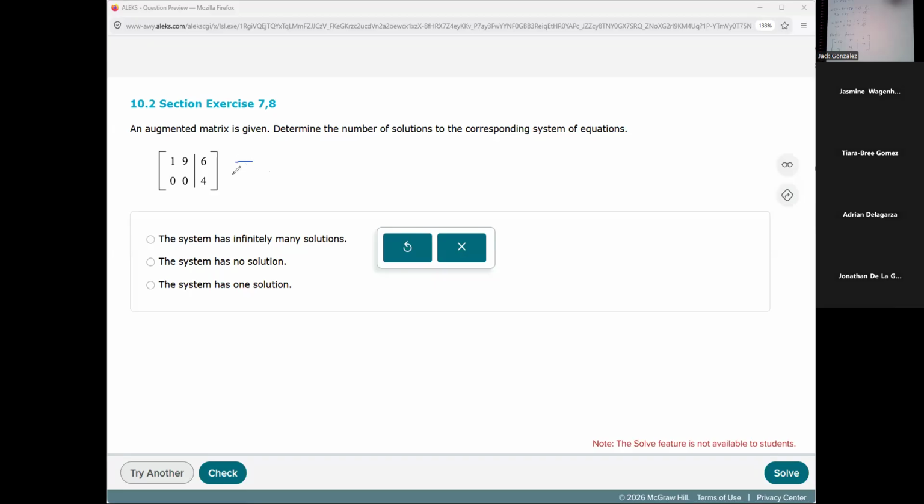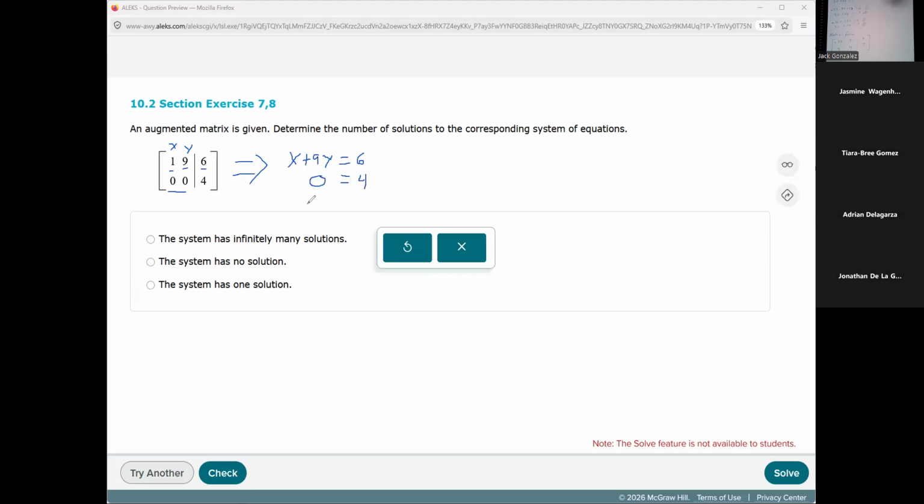If we change this back into equations, you get 1x plus 9y. Remember, this is the x column, this is the y column, and then the right-hand side is equal to that number, 691. I didn't write the one because it's invisible. Now here there's just zero, so there are no variables. It's just zero equal to a number.